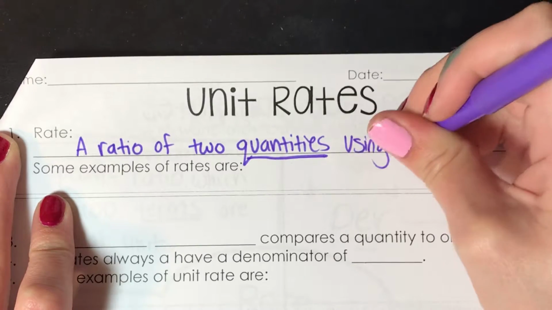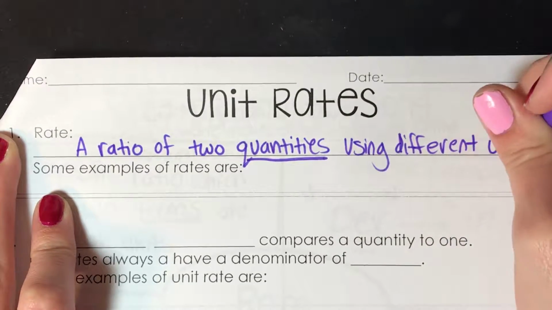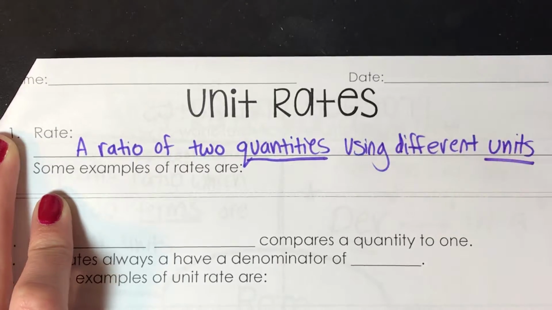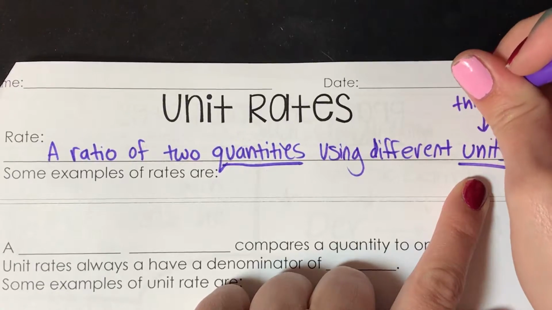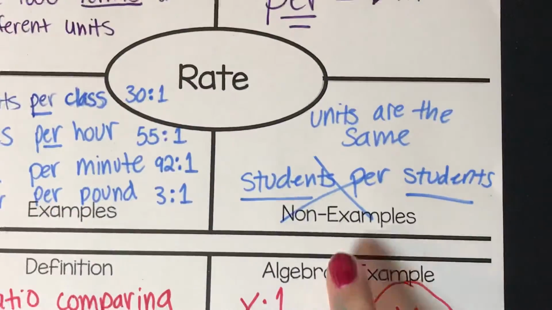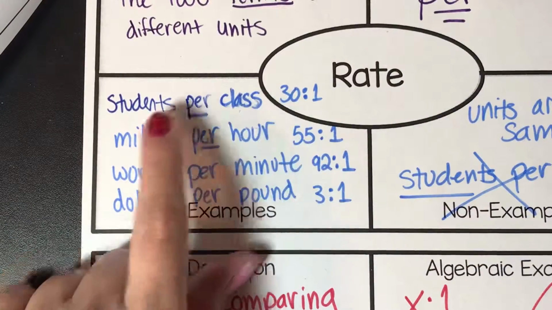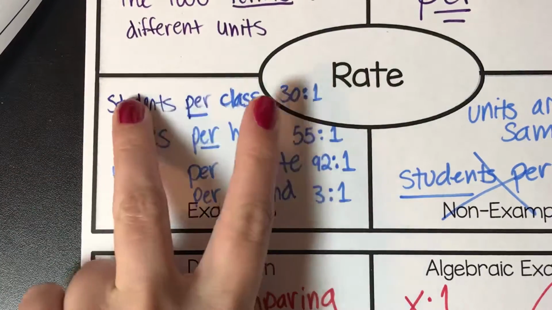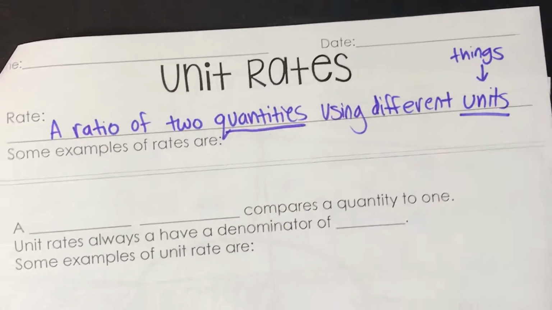using different units. Basically, when I'm talking about different units, we're talking about two different things. Going back to our first example, you can't be saying students per students. That's the same unit. You need something different, like students per class, miles per hour. See how they're different? Students and class are not the same thing. They are considered different units.